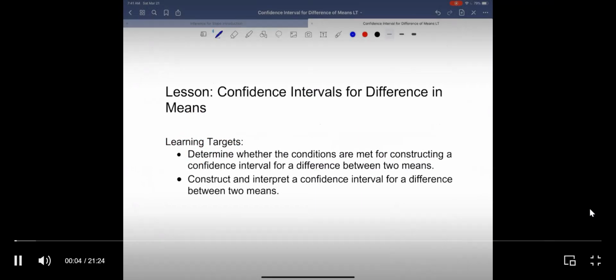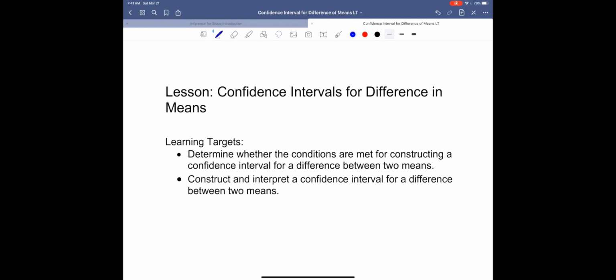Hi, this is Luke from the Stats Medic, and in this lesson we're going to talk about confidence intervals for difference in means. Previously in the course, we had done confidence intervals for one mean, and those are considered one sample problems. In one sample problems, we're trying to estimate a single mean. In this lesson, we're going to be looking at two sample scenarios, and in this case, we're going to be trying to estimate the true difference in means, mu1 minus mu2.